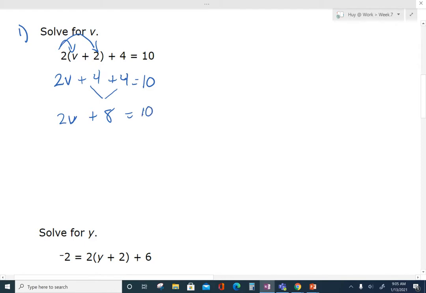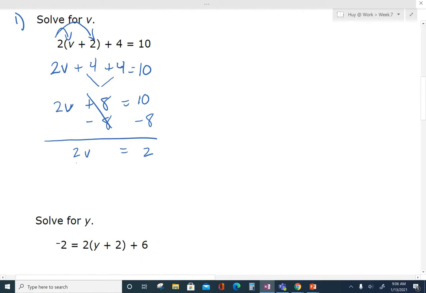Now I recognize this as a two-step equation. I want to get v. So let's move the plus 8 to the other side. And we're going to keep it balanced by subtracting 8 on both sides. 2v now comes down. 8 minus 8 is 0. 10 minus 8 is 2.